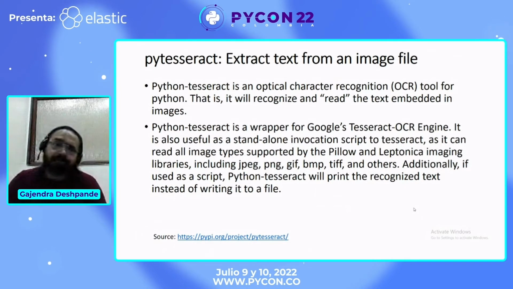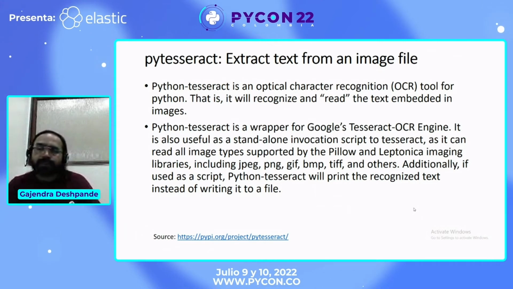Then similarly there is a package called Pytesseract. It helps you extract text from an image file. Tesseract uses optical character recognition technology, and Pytesseract is written for the Python language. Similarly, the Tesseract engine is available for other languages. It will recognize and read text embedded in images. It's a wrapper for Google's Tesseract OCR engine, and it also has a standalone invocation script. It can read all image types supported by the Pillow and Leptonica imaging libraries.